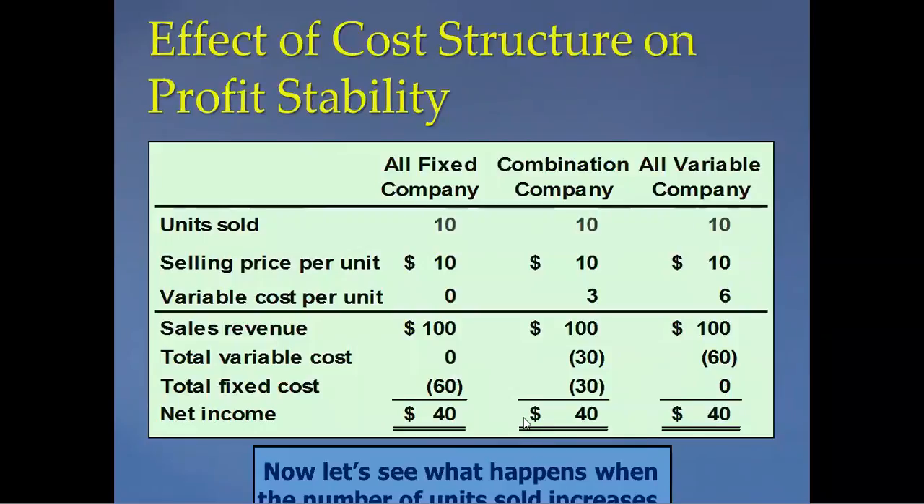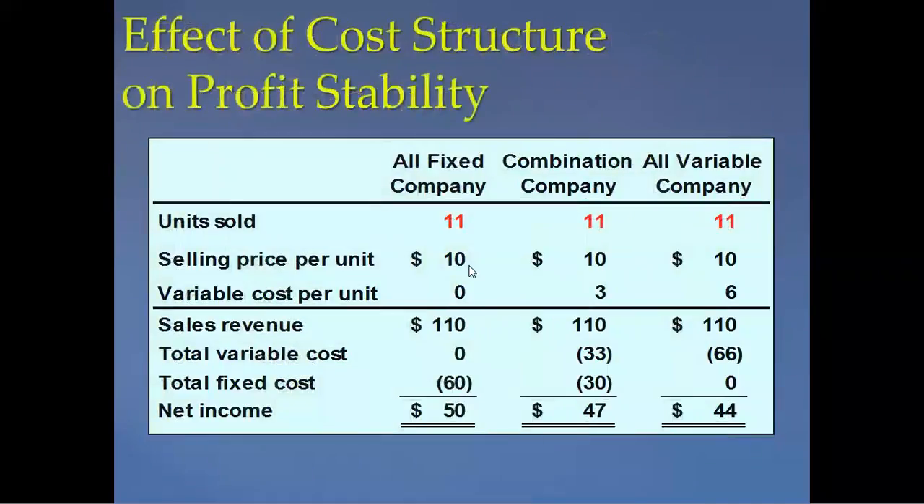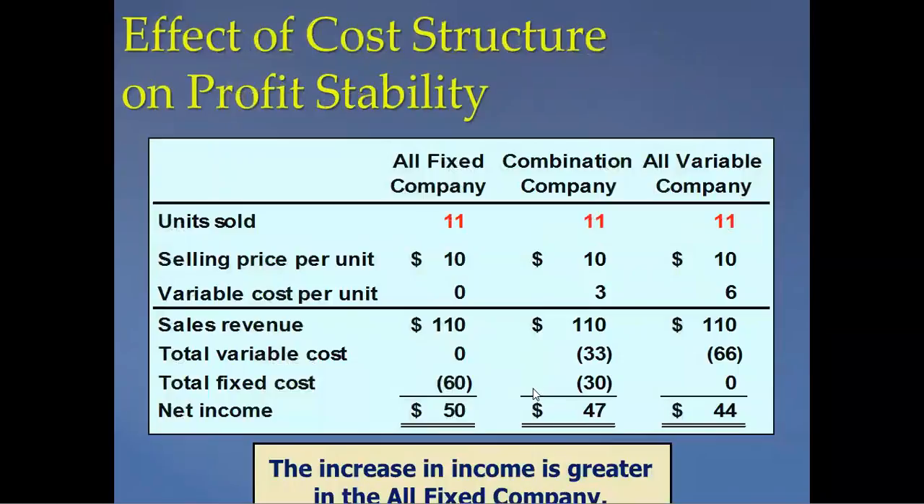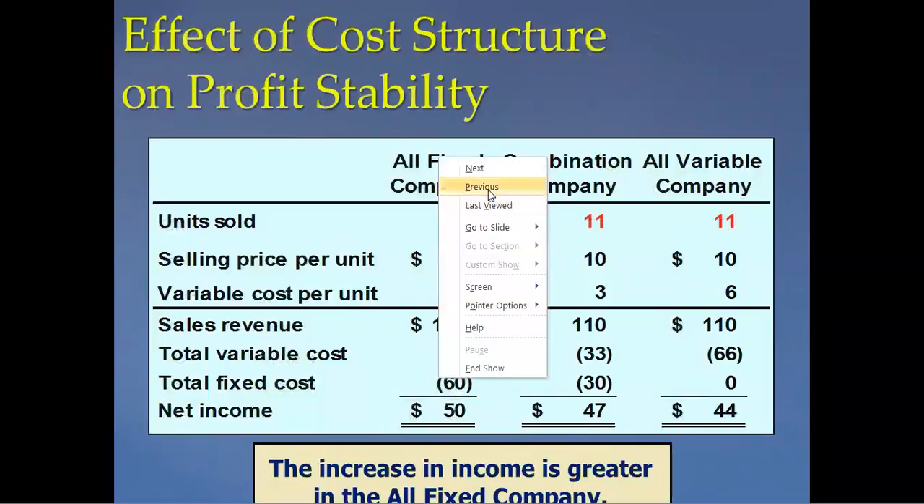But let's see what happens when you increase the number of tickets sold. How will that affect each of these companies? So if they sold 11 instead of 10, the all fixed cost company is going to get revenue of $10 each times 11 tickets. That's $110. But remember, the fixed costs didn't change. It remains at $60, as in their previous example.